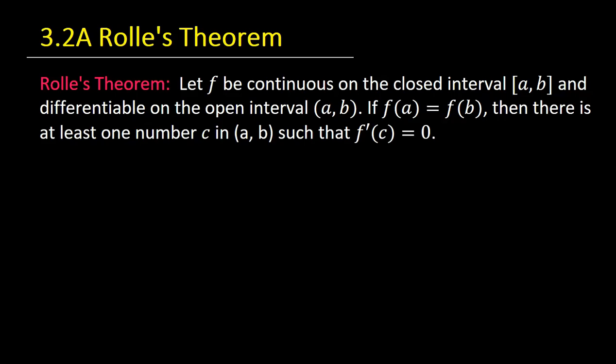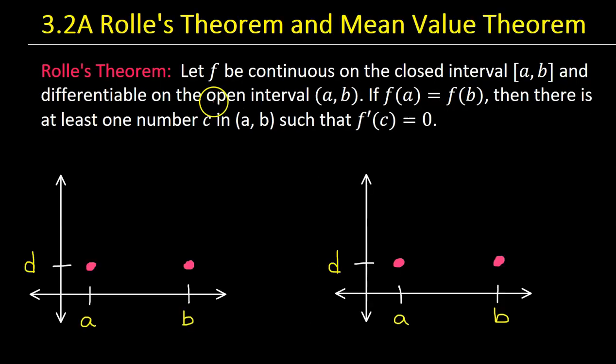This video is about Rolle's theorem. Let f be continuous on the closed interval from a to b, and differentiable on the open interval from a to b. If f at a equals f at b, then there is at least one number c in the interval (a, b) such that f prime at c is equal to 0.